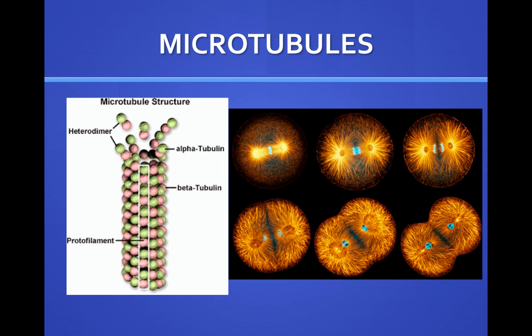They provide anchorage for organelles. They can act as tracks for organelles to move along. For example, a lysosome might move along to find a food vacuole. They also guide the movement of chromosomes during cell division, and they are the main component of cilia and flagella.